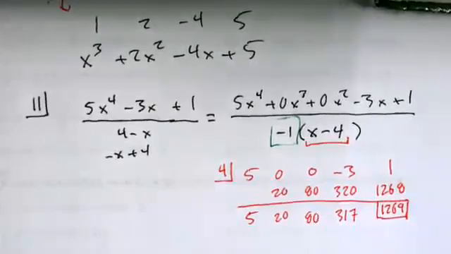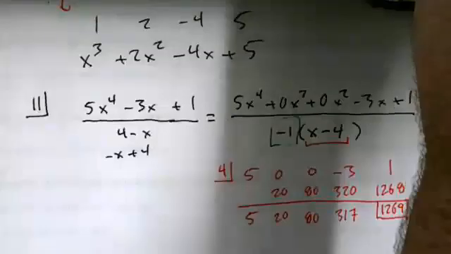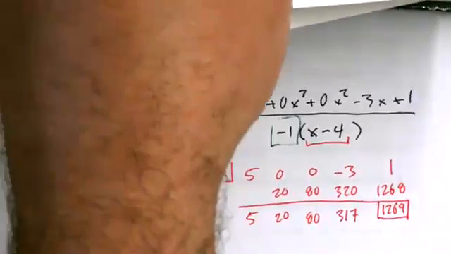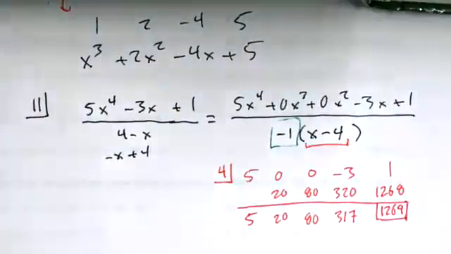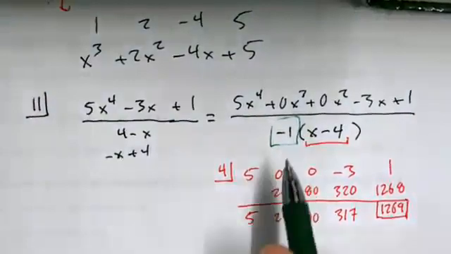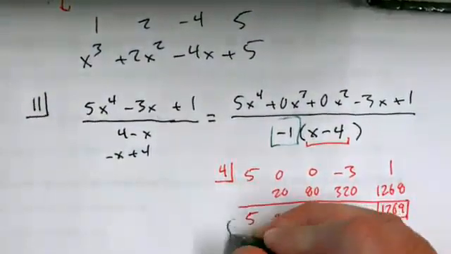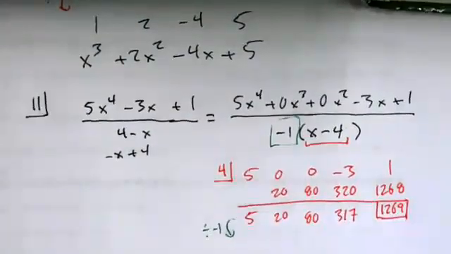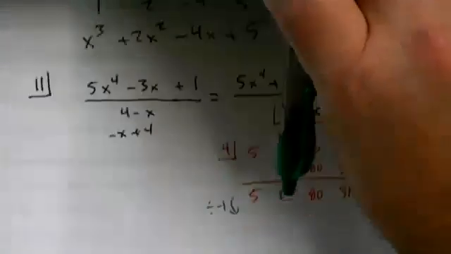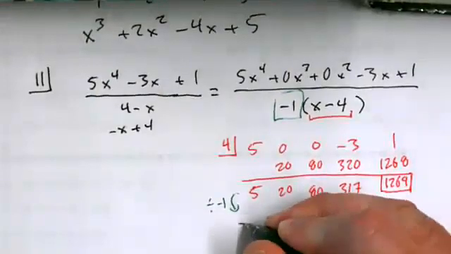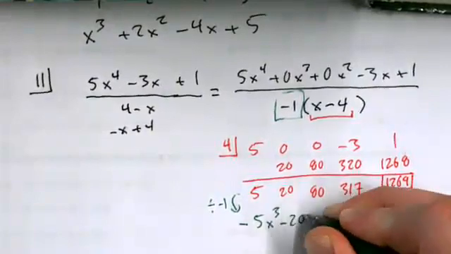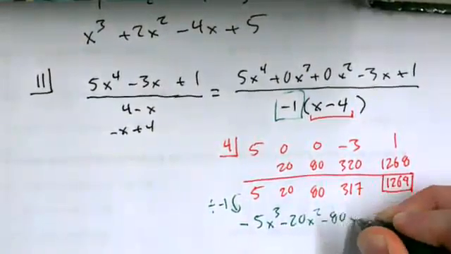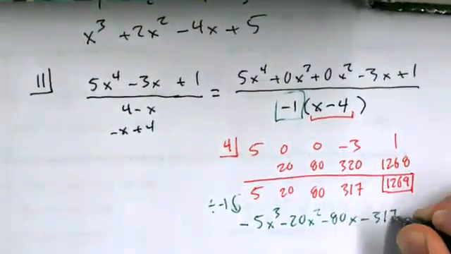We have not divided by the negative 1 yet. So how am I going to accomplish also dividing by the negative 1? Well, we'll just divide each of these things by negative 1, which is just going to flip all our signs. So that's going to get me negative 5, and let's go ahead and put the x's on it. That would be negative 5x to the third minus 20x squared minus 80x minus 317.